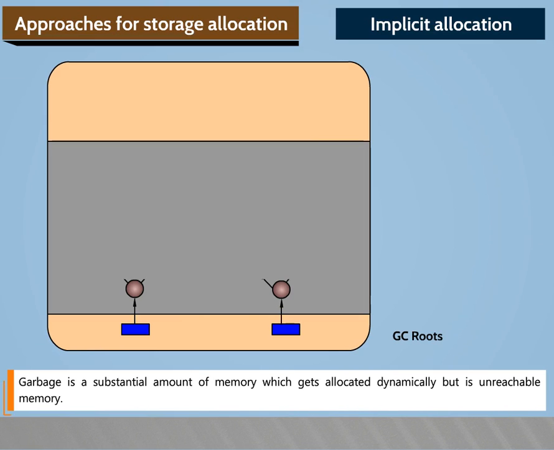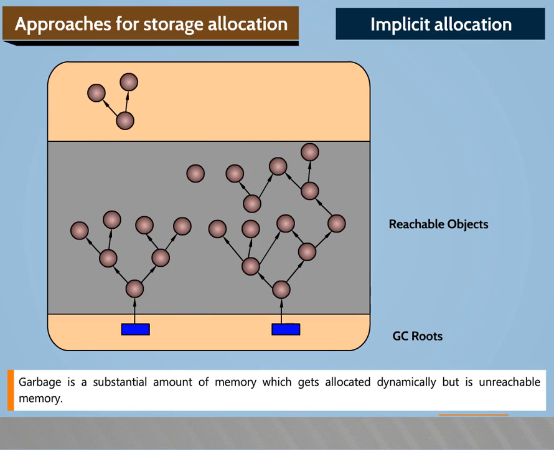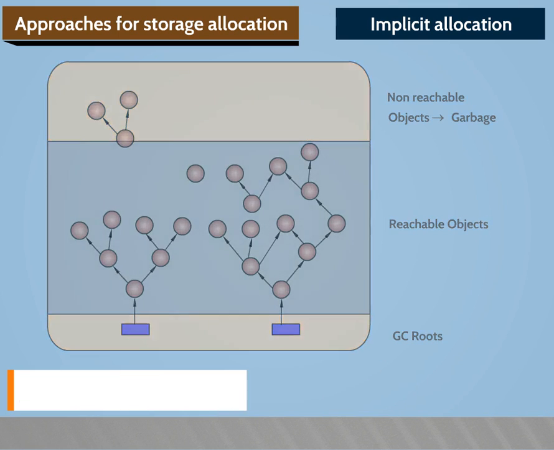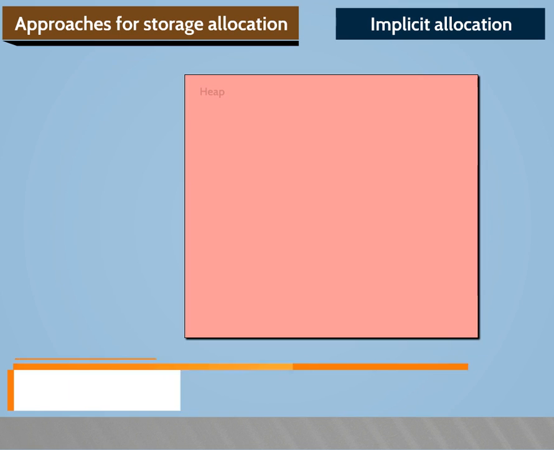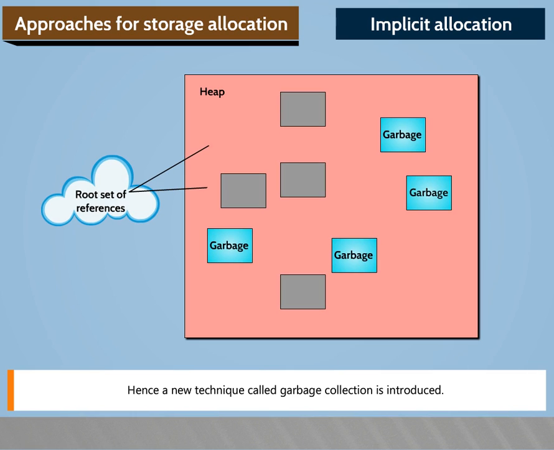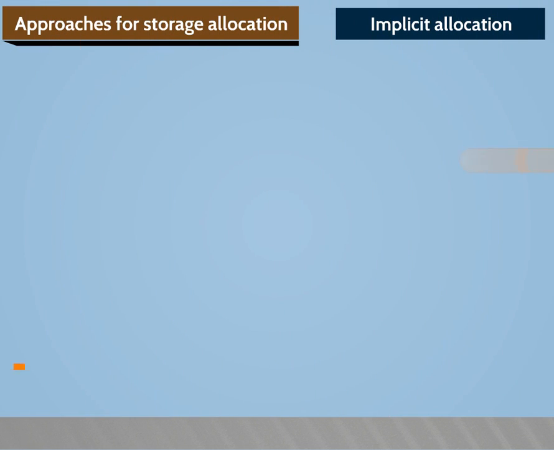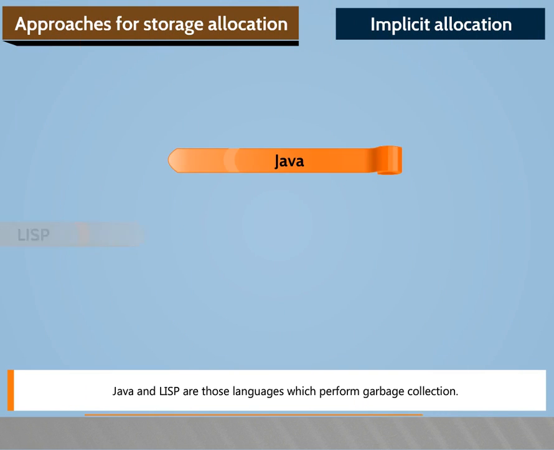Garbage is a substantial amount of memory which gets allocated dynamically but is unreachable. If this memory remains unreachable, then it becomes wastage of memory. Hence, a new technique called garbage collection is introduced. Java and Lisp are languages which perform garbage collection.